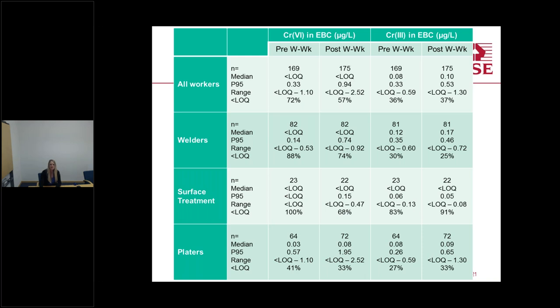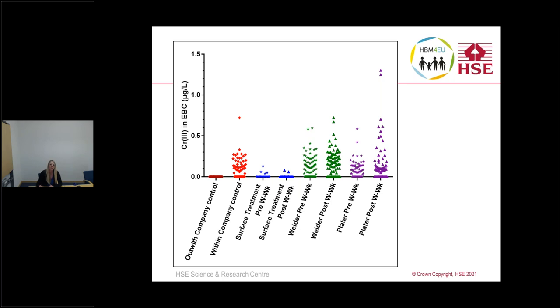The following plot just makes it a little bit easier to look at this data. You can see that we've got outwith company controls and within company controls. That is because we found out afterwards that some countries had collected controls from within the target activity companies, the people that worked in the offices, the administrative staff. Other countries had collected controls from companies that had nothing to do with chromium. For instance, in the UK, we went to a quarry and collected exhaled breath samples from stonemasons to try and match the group. They were both manual workers, predominantly male.